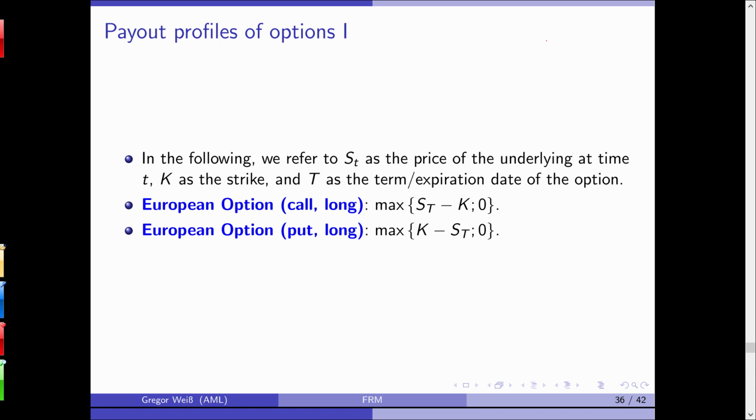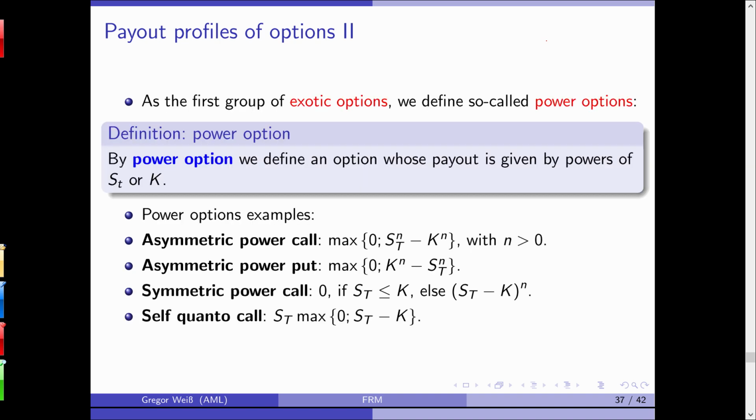Why? In case ST is lower than K, I'm not exercising the option, and the value will be 0. And in case the stock price is higher than the strike, then I will exercise the option, meaning the difference is my profit. And for the European put option, long position, it's the other way around. Now, these are plain vanilla options.